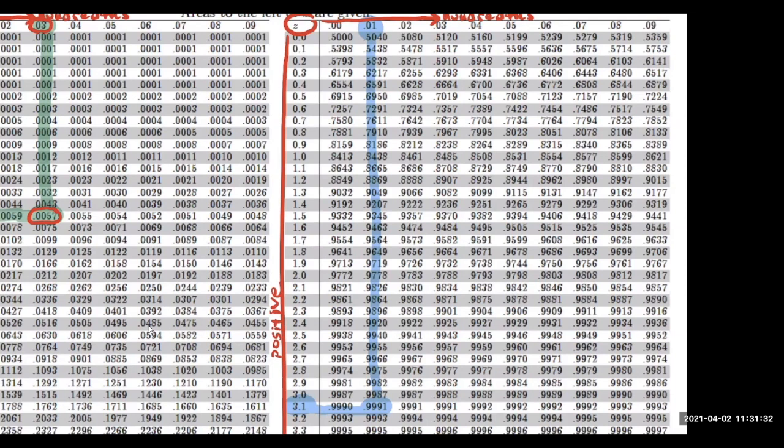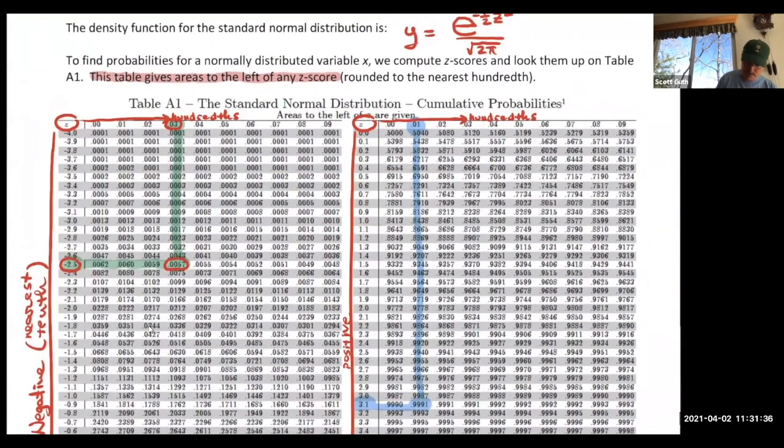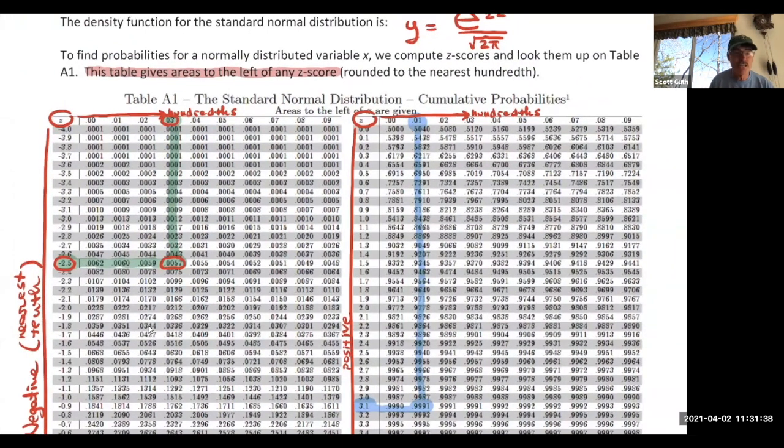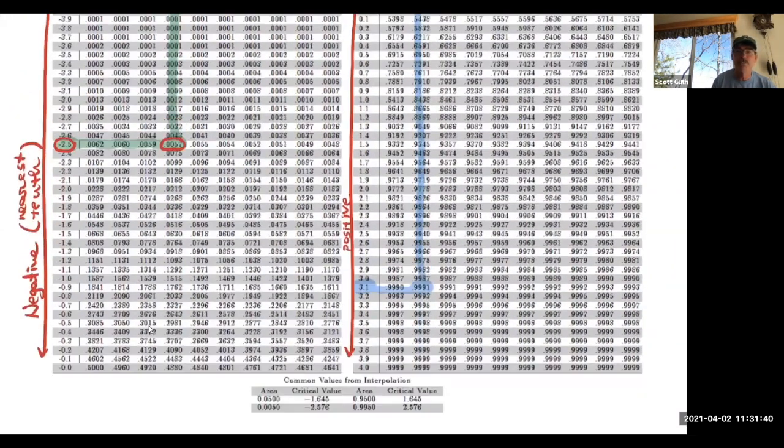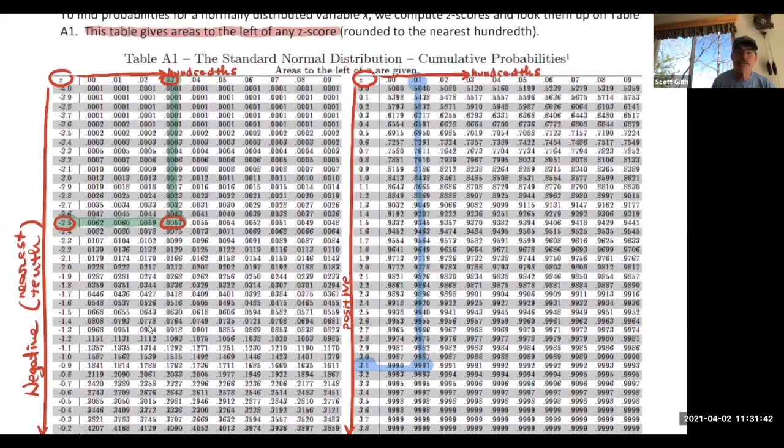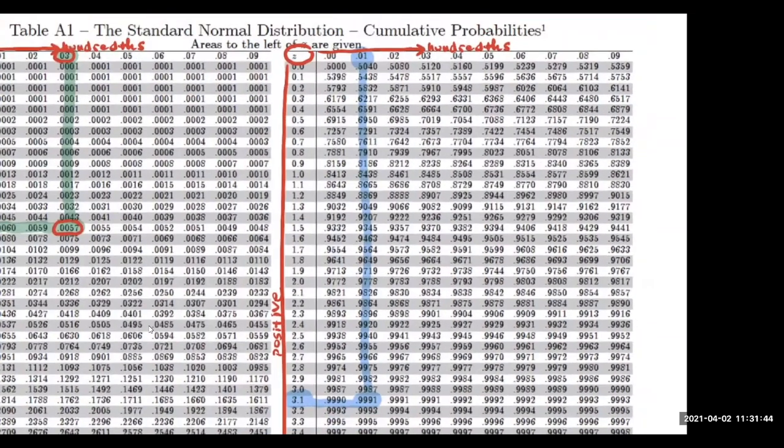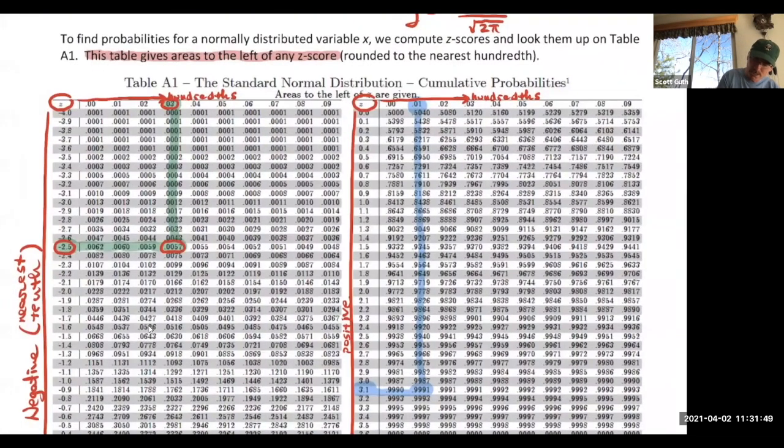Wait, why are you using that table instead of the other one? Because these are positives and the other one's negatives. If your z-score is negative, you use the one on the left. Oh, yes, I thought you were actually using the left, but I see you're using the right. That's a little confusing, right? Let me get rid of it. There.